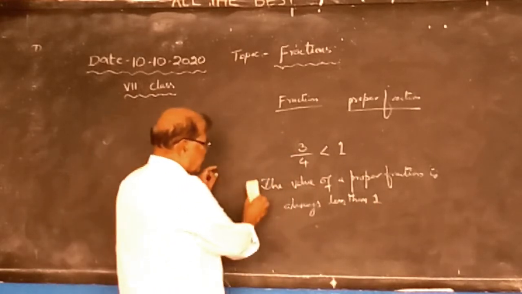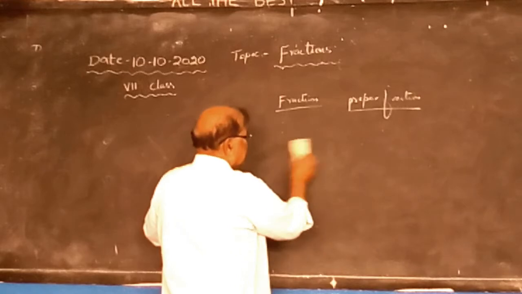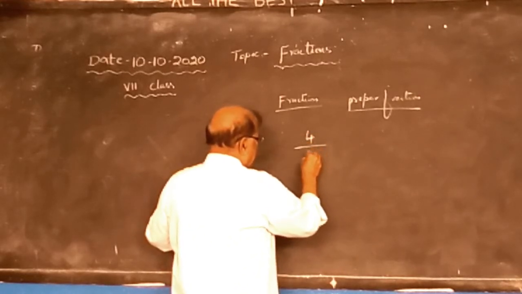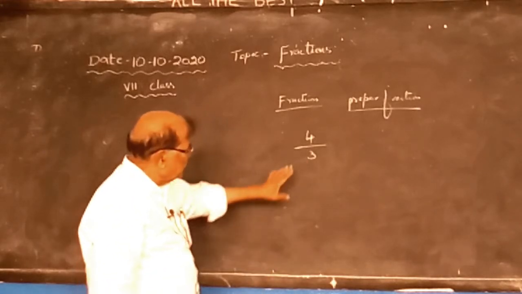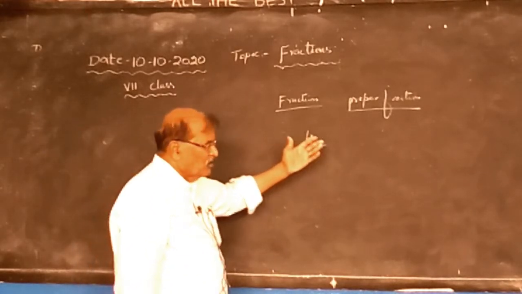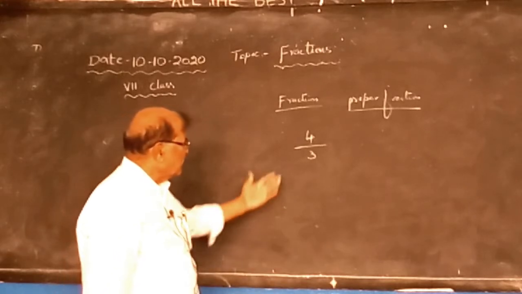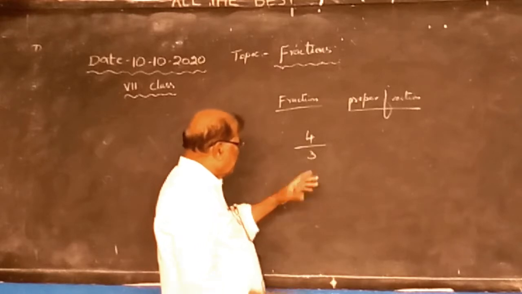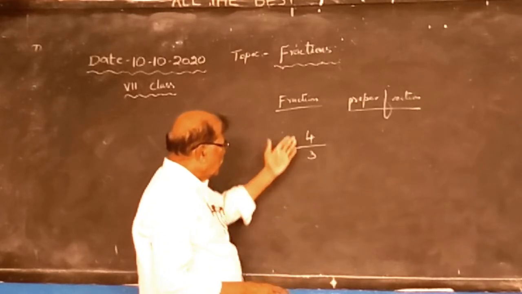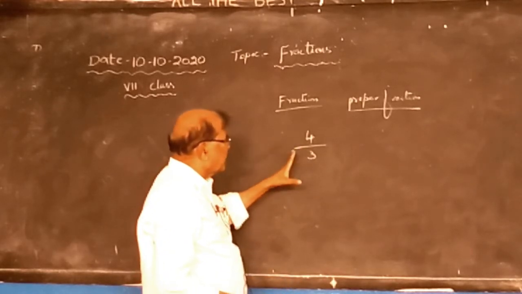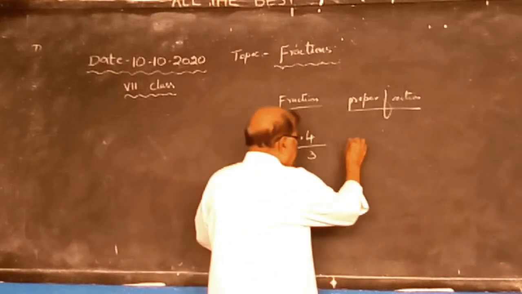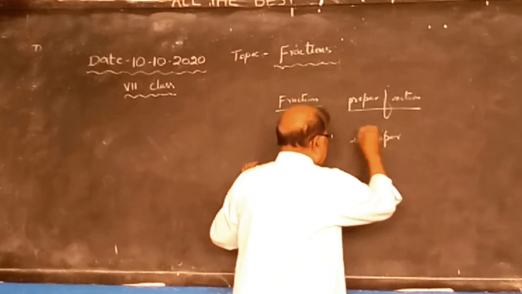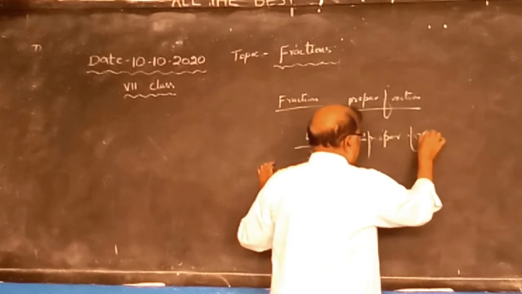So if you reverse it, see, 4 by 3. You have made 3 equal parts and you have taken 4. How is it possible? It is not possible. The denominator expresses the number of parts made. How can you take more? It is not a fraction, to be frank. It is an improper fraction.